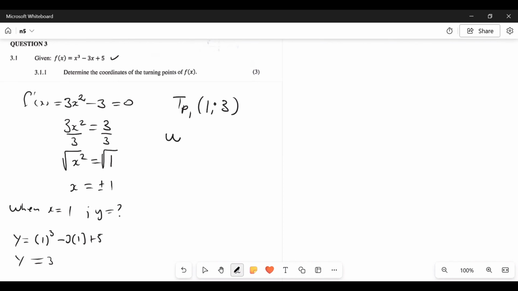Right. So how about when x is equal to negative 1? What is our y? There's a question mark there. So we're going to do something similar to what we did before.